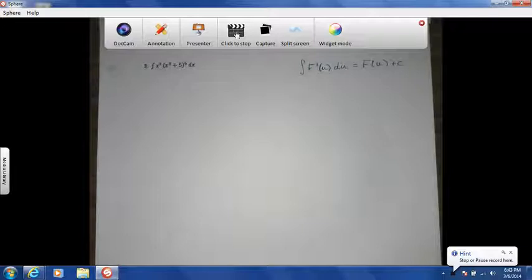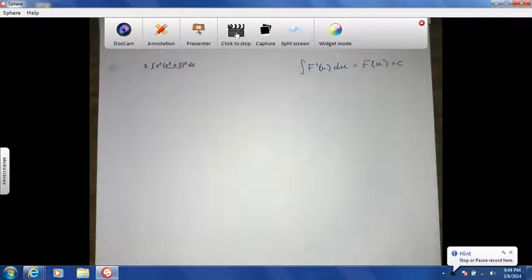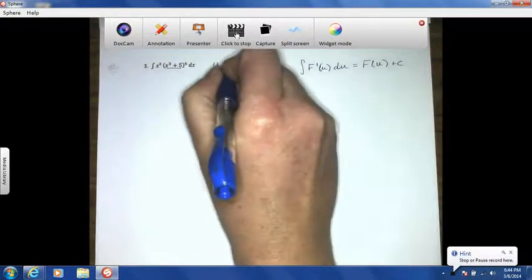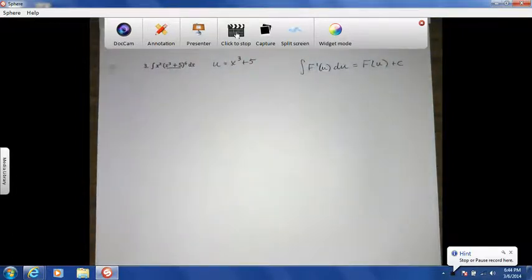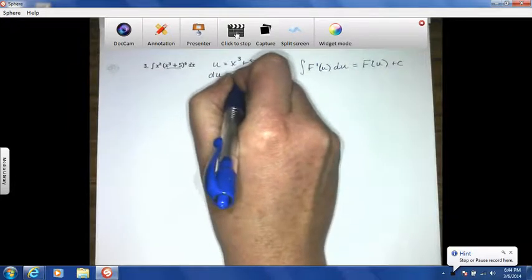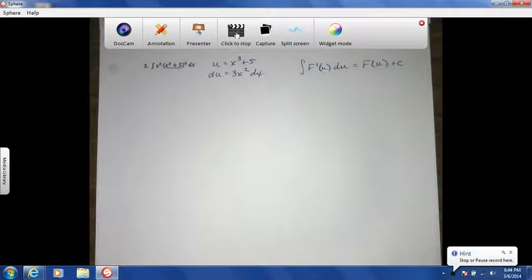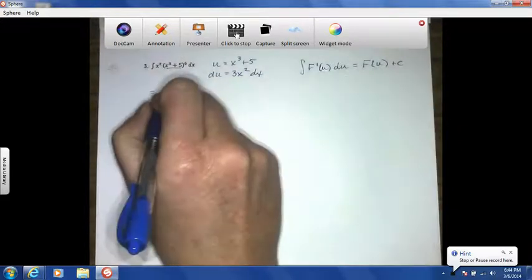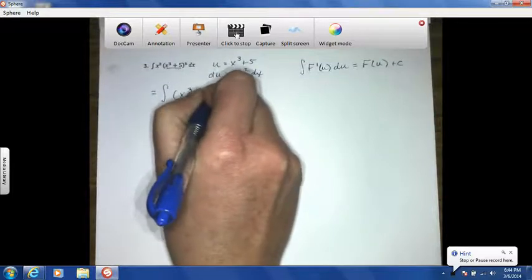Let's make things a little bit more complicated. So now that we've gotten the hang of finding what the u should be, that's going to be our inside of the composite function. So u is x cubed plus 5. And we also know that we need the derivative of u. So the derivative of u is going to be 3x squared dx. Now this time when I rearrange my terms, we've got a little bit of a problem. So we'll have x cubed plus 5 raised to the 6th power.